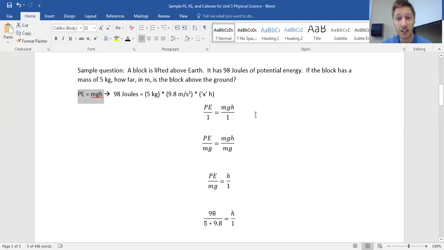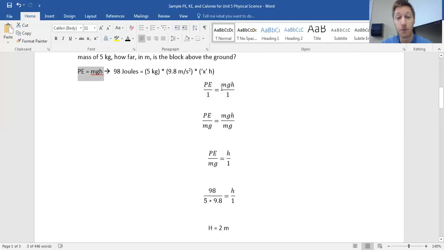If we want to solve for the height, we have to rearrange it so the h is all by itself. To do this, we can divide both sides by mass and gravity, which effectively takes the mass and gravity, which are up in the numerator, and brings them down to the denominator on the other side.